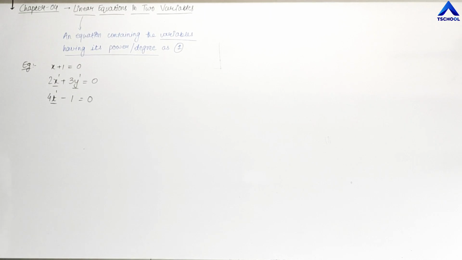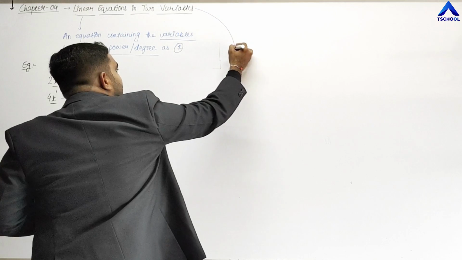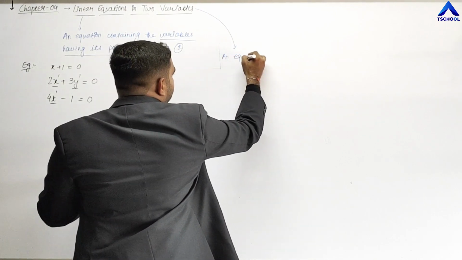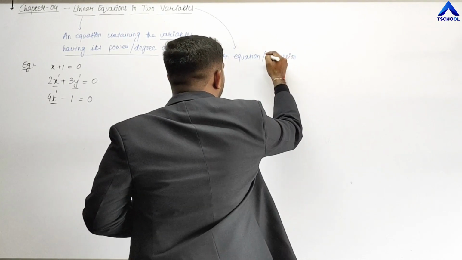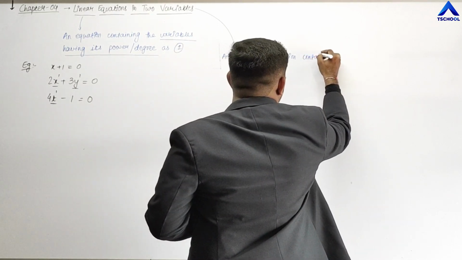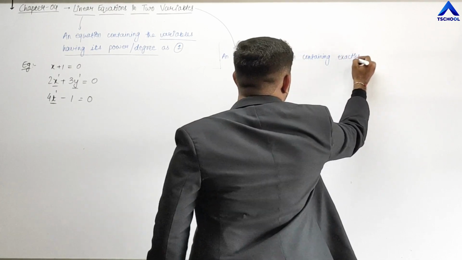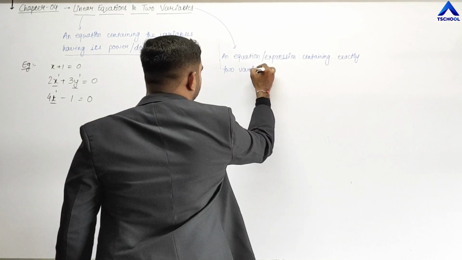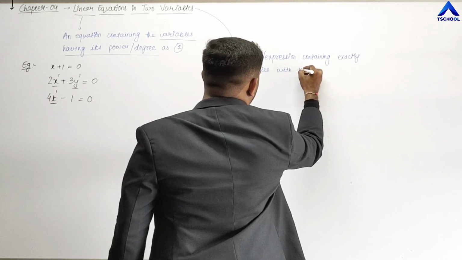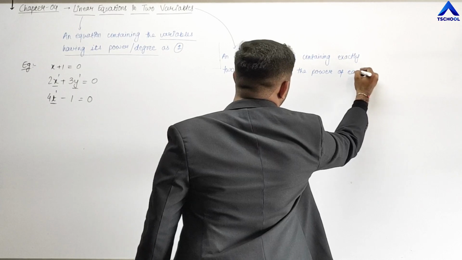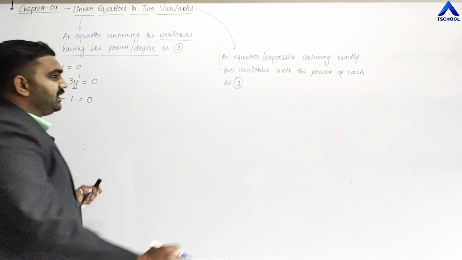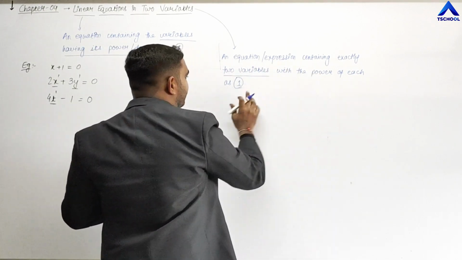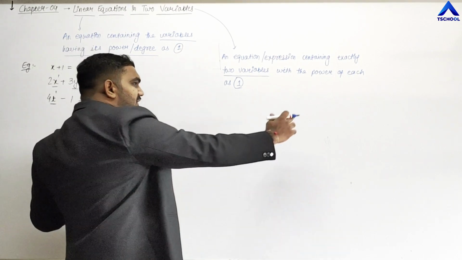Here we were discussing linear equations. Now, as this chapter is linear equations in two variables, a linear equation in two variables is an equation or mathematical expression containing exactly two variables with the power of each as 1. So that is known as a linear equation in two variables. An equation containing exactly two variables with the power of each variable as 1.